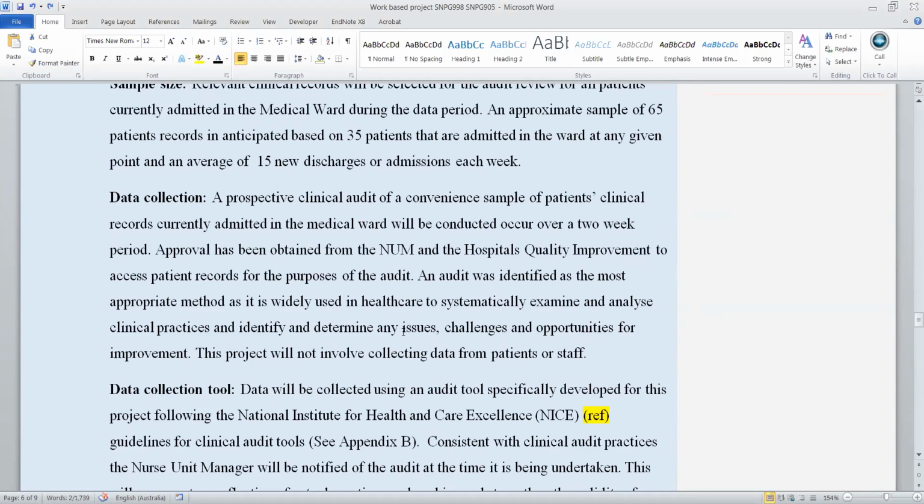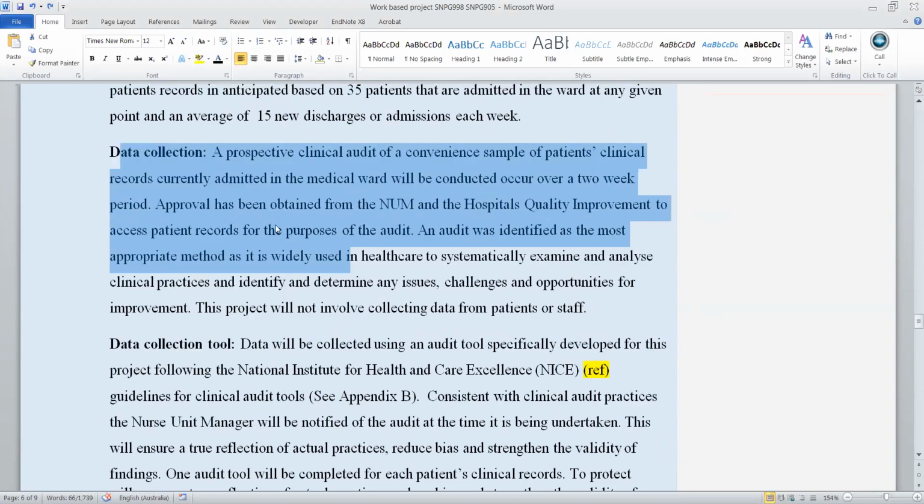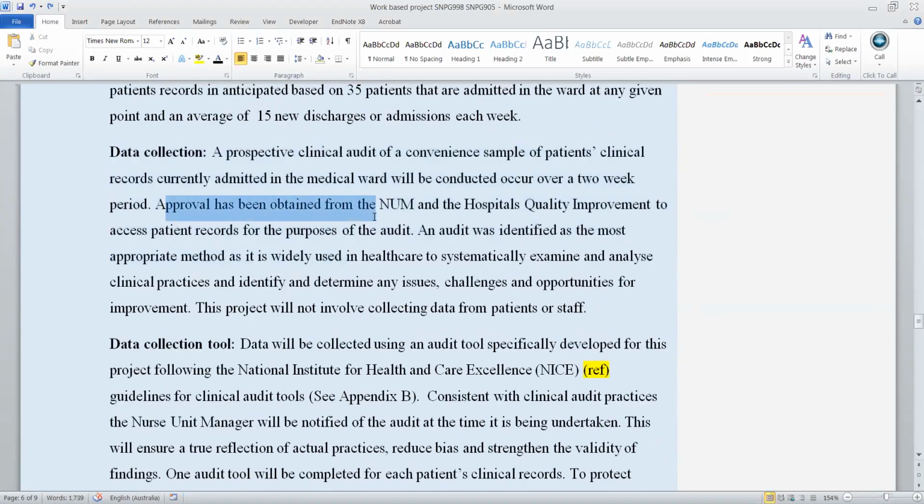The method of data collection also needs to be specified. Here it's a prospective clinical audit of a convenient sample of patients' clinical records who will be admitted in the ward. Approval has been obtained from the NAM and the Hospital Quality Improvement Committee to access patient records for this purpose. An audit justification for the method. An audit was identified as the most appropriate method, as it is widely used in healthcare to systematically examine and analyze clinical practices and identify and determine issues, challenges, and opportunities for improvement.